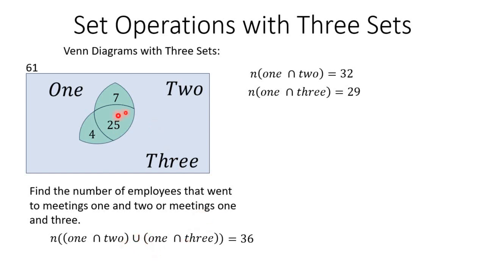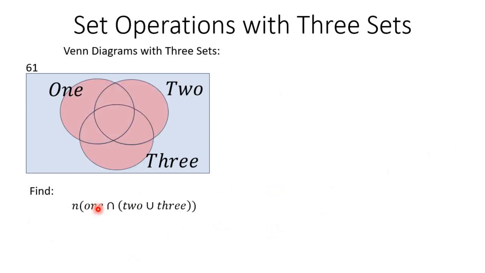That's the union. These 36 people is what's represented here. Let's take a look at another one here. We're going to find the number of people that went to 1 and 2 or 3. So they definitely went to 1 and they either went to 2 or 3. So that's what we're looking for. We're looking for the people that went to 1 and either 2 or 3.